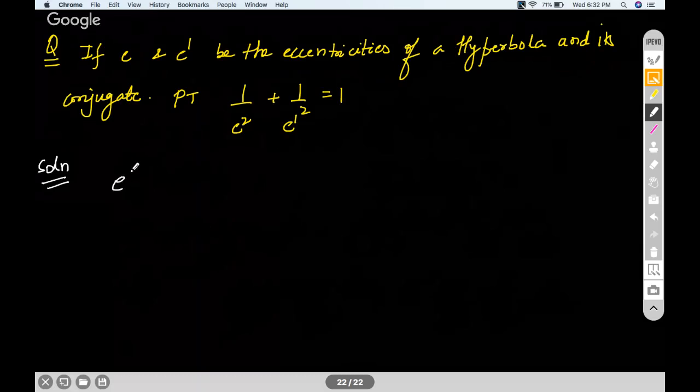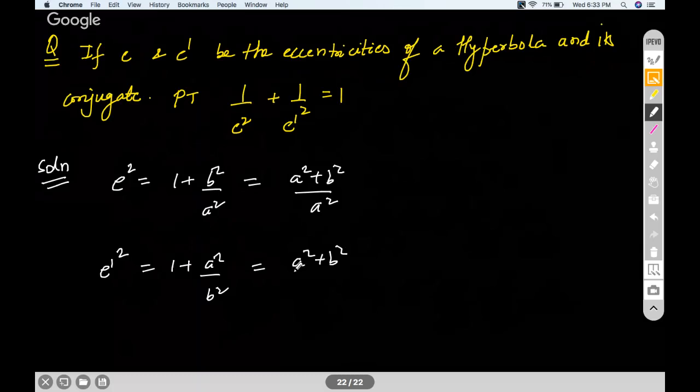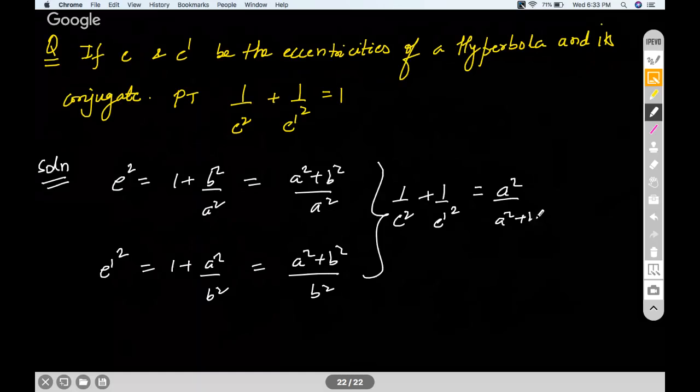Simple. So for the normal hyperbola, we have e square as 1 plus b square by a square, which is actually a square plus b square by a square. And for the conjugate, this will be 1 plus a square by b square, which is actually again a square plus b square by b square. So when you reciprocate these two and add it, you get a square by (a square plus b square) plus b square by (a square plus b square). That is clearly a square plus b square by a square plus b square. That's going to be 1.